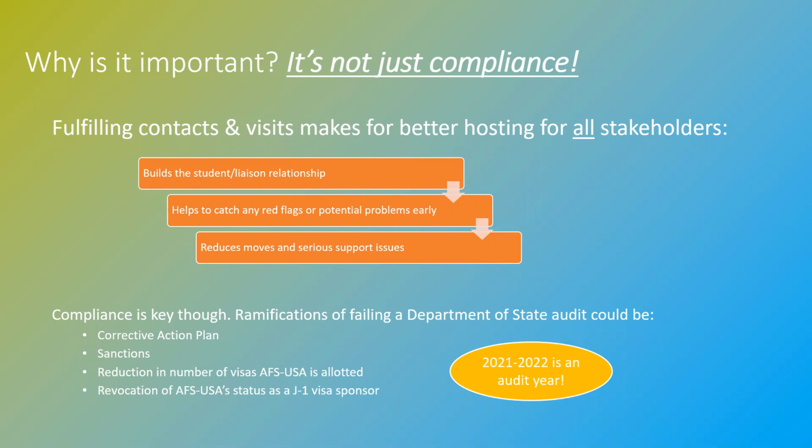So doing contacts and visits regularly and early builds that student liaison relationship and the host family liaison relationship. And that relationship helps to catch any red flags or potential problems early on. If they know you and they're comfortable with you, they're going to be okay going to you as soon as something comes up. And that in turn reduces moves and serious support issues, which obviously is always a goal.